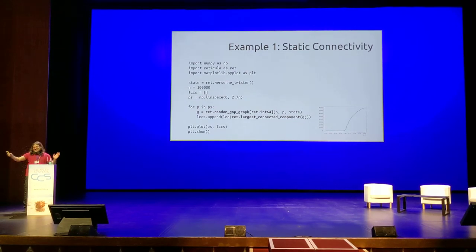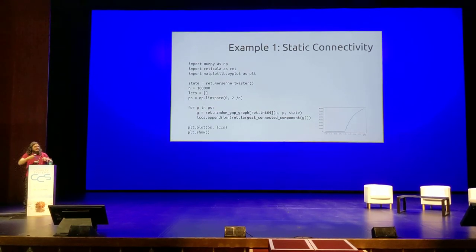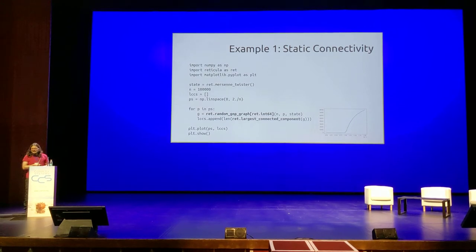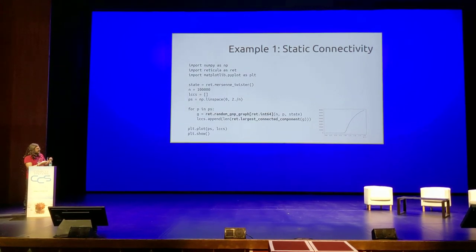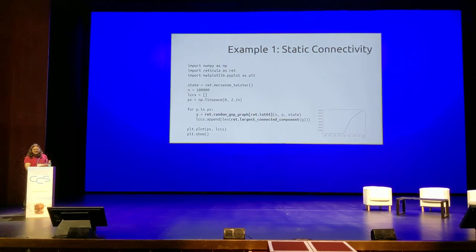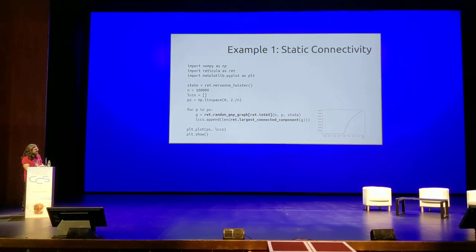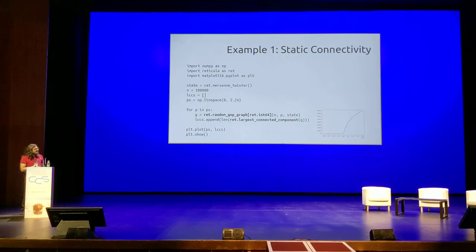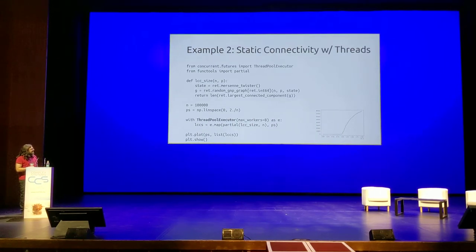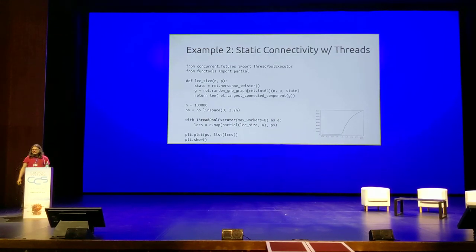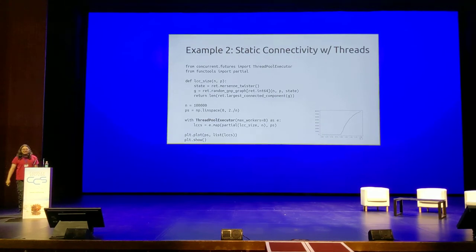So we have a set of values of p. We're looping over them, generating a random Erdős–Rényi network, calculating the largest connected component size, and then just plotting everything. This is slow. How can we make it fast? That's kind of our main problem. Every one of us at some point has had this problem, right?